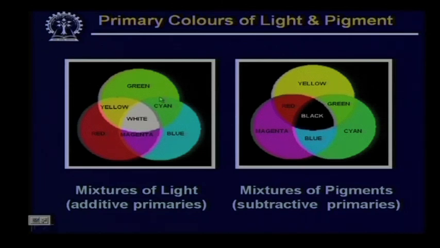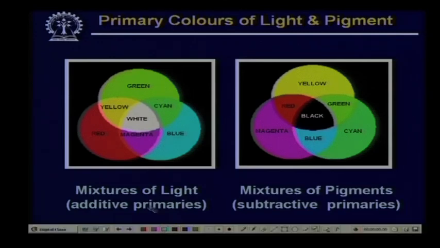And here you can see in this particular slide that the three primaries of light, red, green and blue, when they are mixed together, then red and green mixed together form the yellow light. Then green and blue, when they are mixed together, form the cyan, and red and blue mixed together form the magenta. And red, green and blue, all these three colors together form the white light.